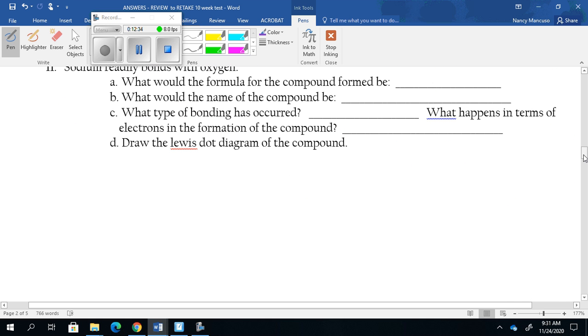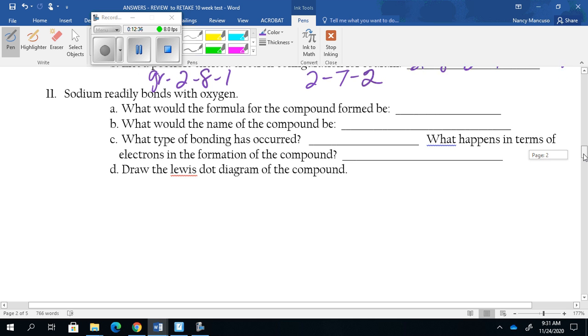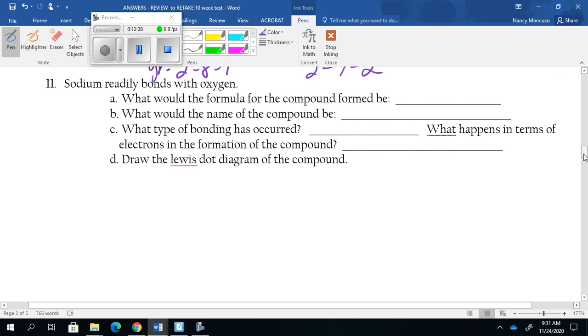All right, next one. Sodium readily bonds with oxygen. What would the formula for the compound be? All right, sodium is Na. Na is a +1. Oxygen is a -2. So I've got charge on the left, charge on the right, crisscross, and I get Na2O. What would the name of the compound be?